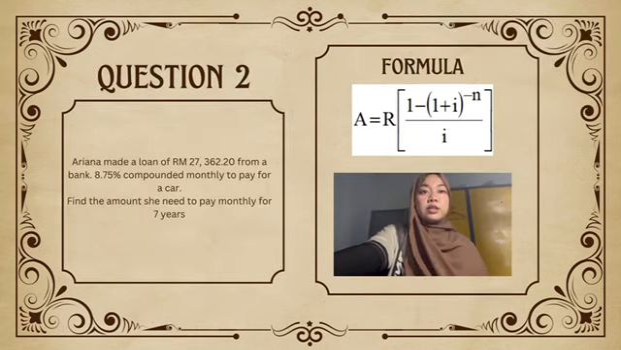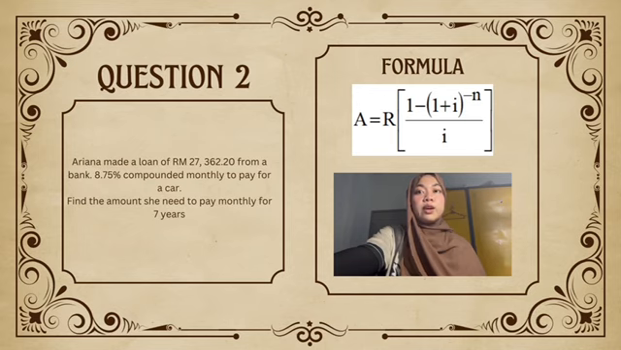This is the question for an annuity. Arana made a loan of 27,362 ringgit and 20 cents from a bank, 8.75% compounded monthly to pay for a car. Find the amount she needs to pay monthly for 7 years. By using the formula of loan, we will find R, which is the monthly periodic payment.